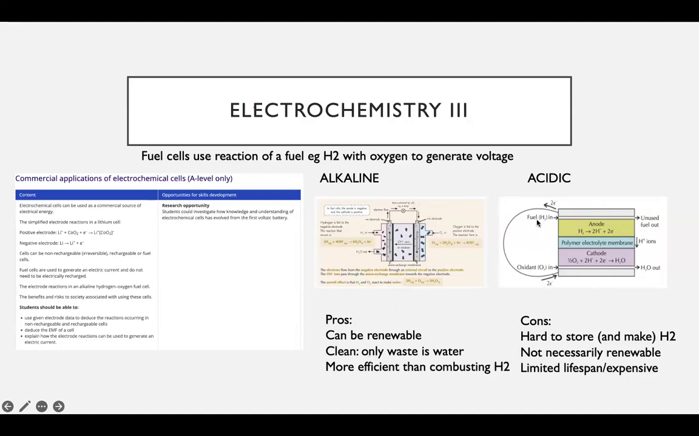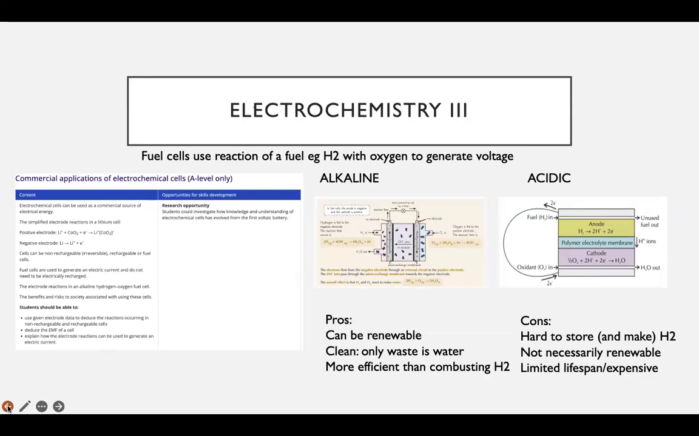Hydrogen is produced on an industrial scale by the electrolysis of water. So if you're able to do that electrolysis using wind power, then yeah, it'll be renewable. But if you're using oil, petrol to generate that energy, it's not going to be renewable. Disadvantages of fuel cells, though, are that the hydrogen is hard to store and that the cell has a limited lifespan as well. It's really expensive to do.